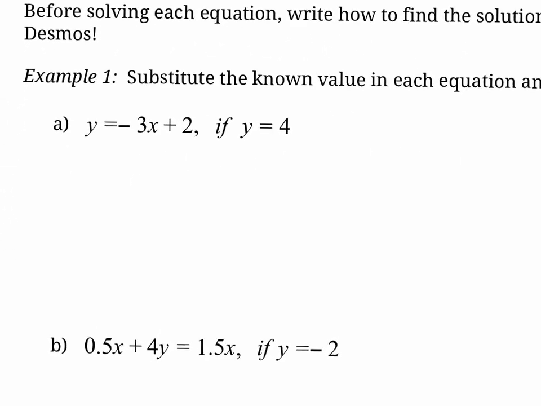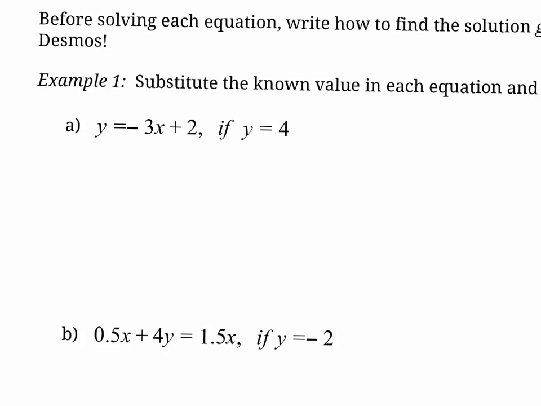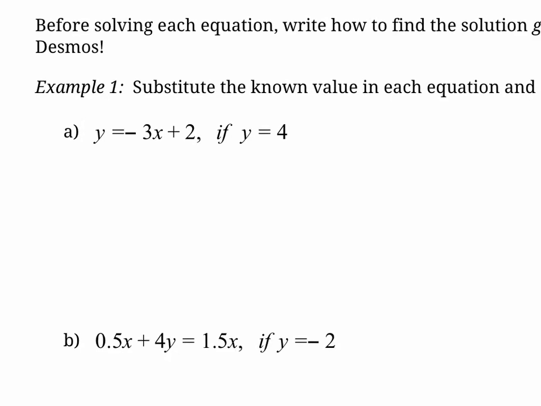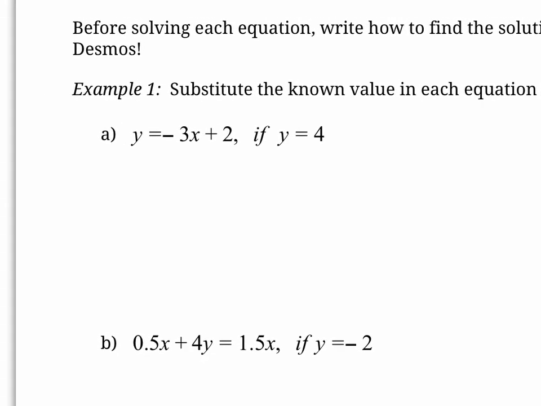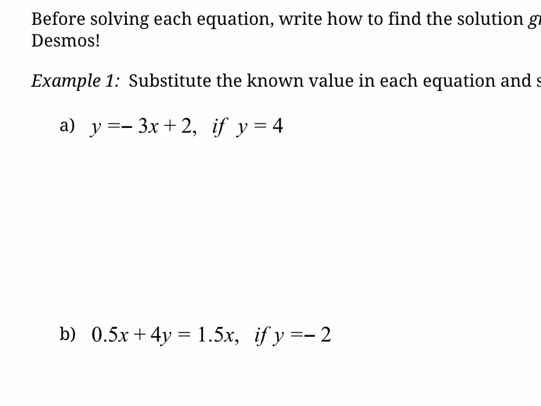So this example asks us to substitute the known value in each equation and then solve. So here I'm given the equation of a line, and I'm asked to solve for the unknown variable. So I'm given y. That means I've got to solve for x. So we've already taken a look at what this looks like graphically. So we should get the same answer algebraically as what we got graphically.